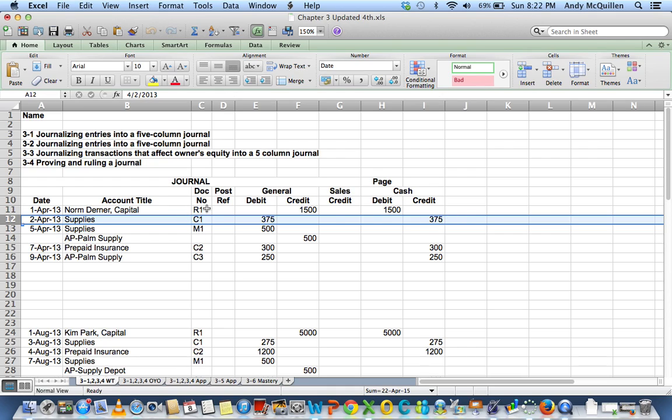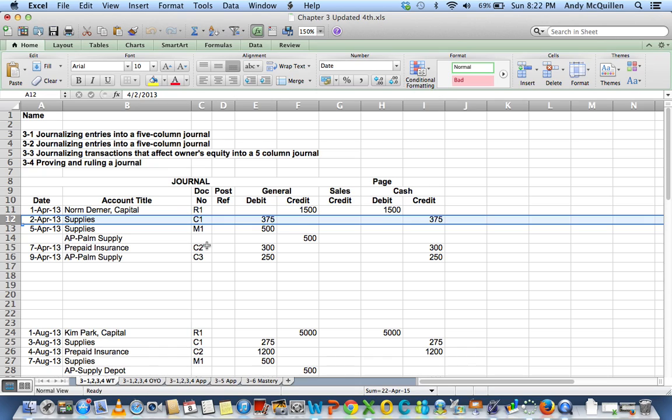This column here with the document number, that is at the end of every transaction. R stands for receipt, C stands for check, M stands for memorandum. So just make sure you note those, but you will always put those in. It's right at the very end of the transaction.